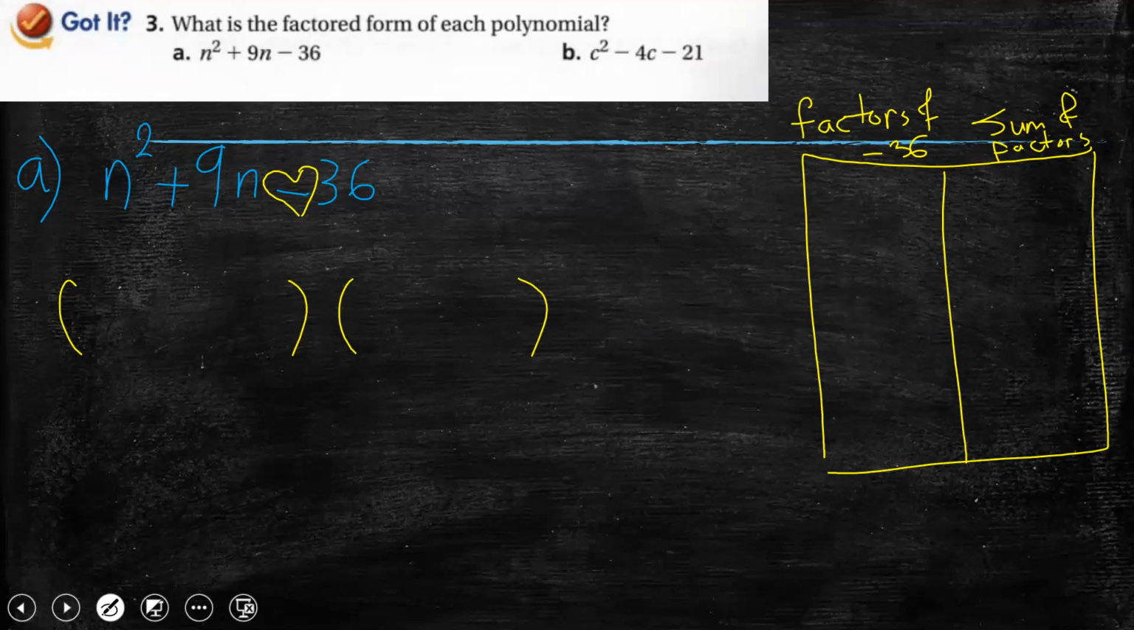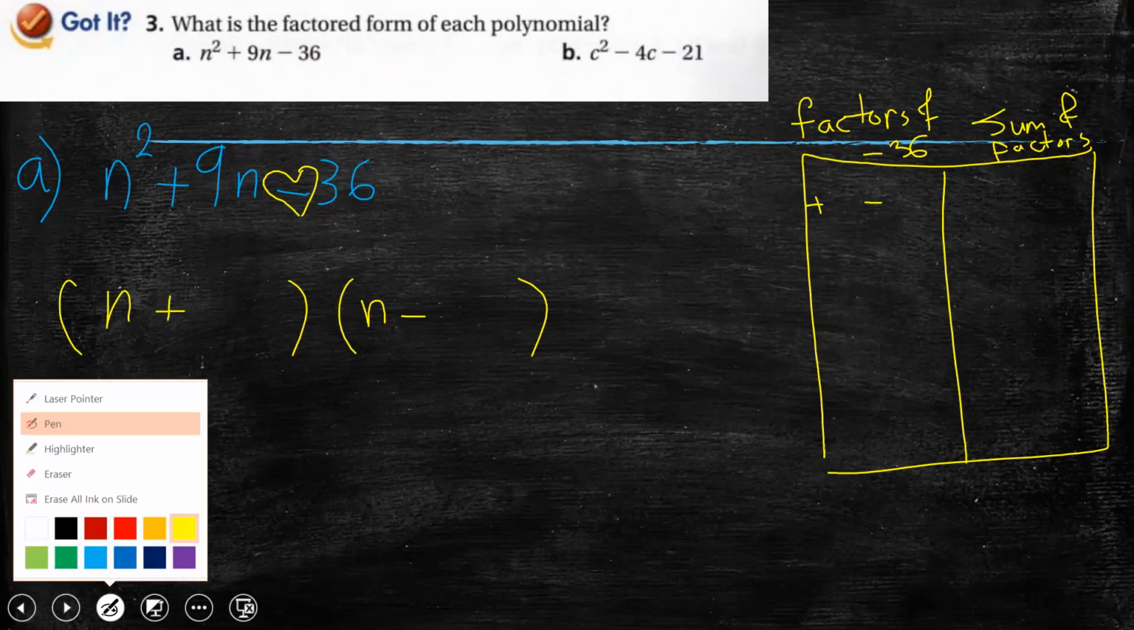Now, the variable here is n in the first bracket and n in the second bracket. As I told you, since we have a negative sign, what does it mean? That means we must have different signs in the bracket. One of them is positive and the second will be negative. Now, what are the factors of 36?